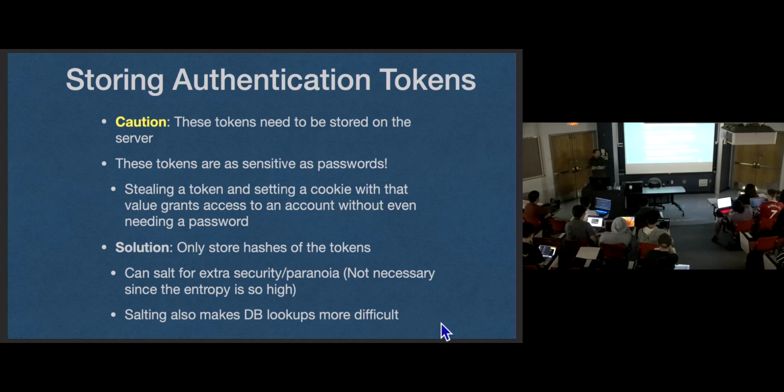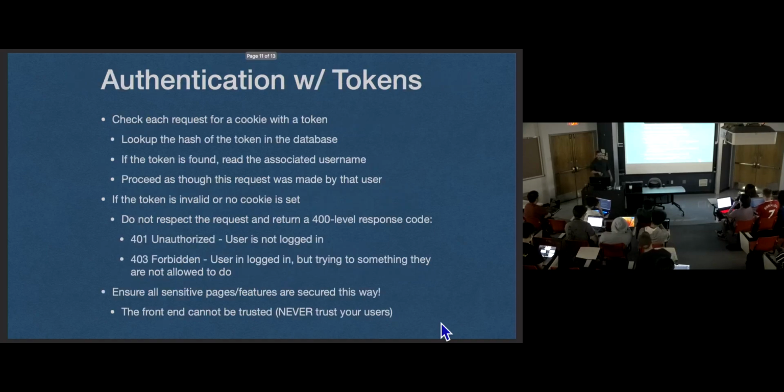So you can salt if you're paranoid, but it really doesn't gain anything. Those rainbow tables that can crack a hash of a high entropy value don't exist. They can't exist. Mathematically, they can't exist. And then when we get a request, we check that cookie. Does it contain the token?